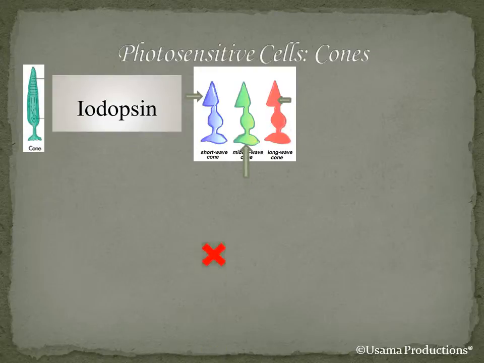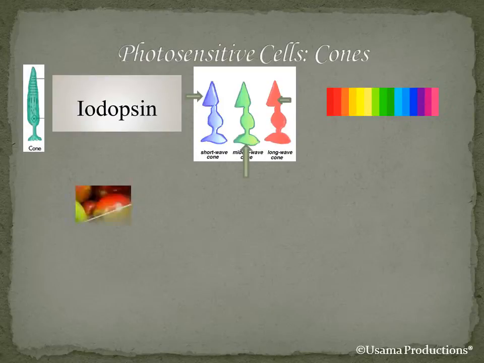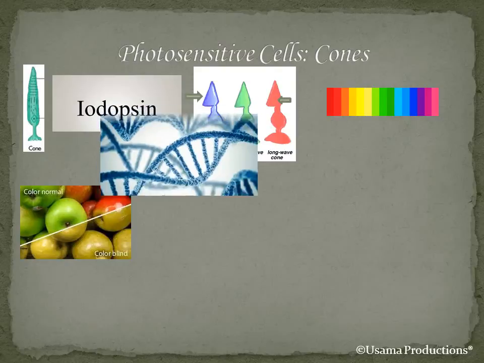If any type of cones is not working well, it becomes difficult to recognize that color. Such person is also not able to distinguish different colors. This disease is called color blindness and it is a genetic problem.